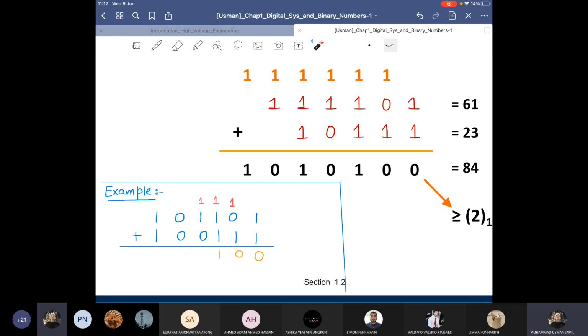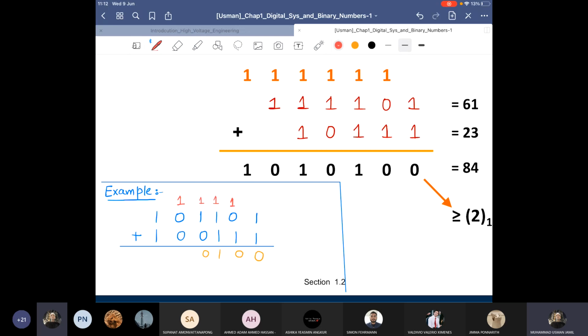And now for this one, 1 plus 1 plus 0, so this is 2. 2 minus base is 0. So this is 0 and 1 carry. So now here we have a 0, and then 1 carry here.